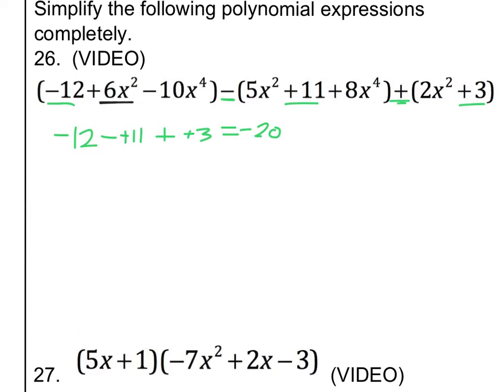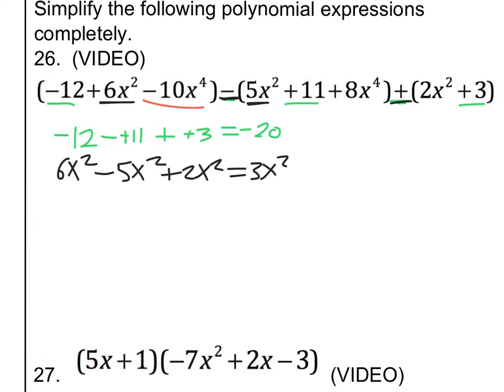All right, then we got x squareds. 6x squared minus 5x squared, and then plus 2x squared, and that's going to be 3x squared when you add those up. Next up, we got minus 10x to the fourth, minus 8x to the fourth, plus, and there's nothing else there. Okay? Minus 10 minus 8 is going to be minus 18x to the fourth.